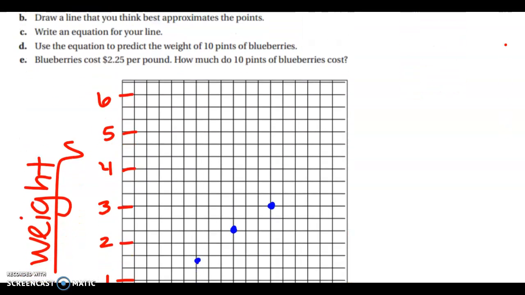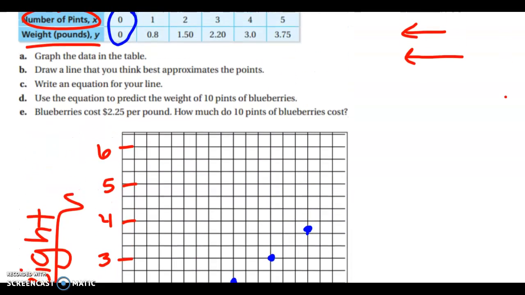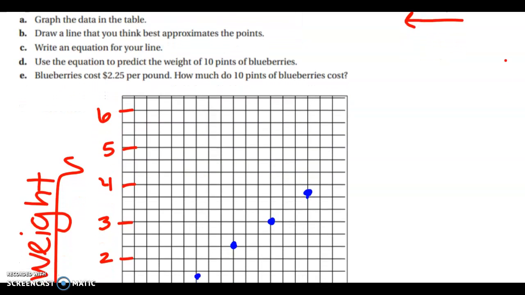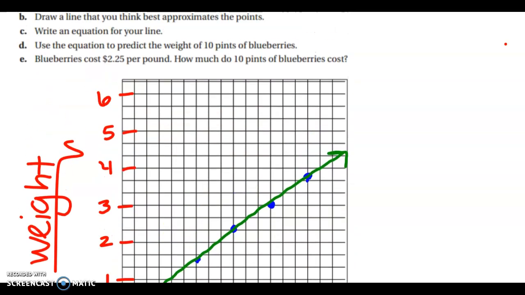And 5 and 3.75. So 5, 3.75, let's go right about there. Okay, so I have done my intervals, I have graphed my table. Now I need to do a line that I think approximates the points the best. So I'm going to look at all those points, and that's actually in a pretty straight line. So I'm going to start at 0, and I'm going to go in my straight line as well as I can. That is my line of best fit.